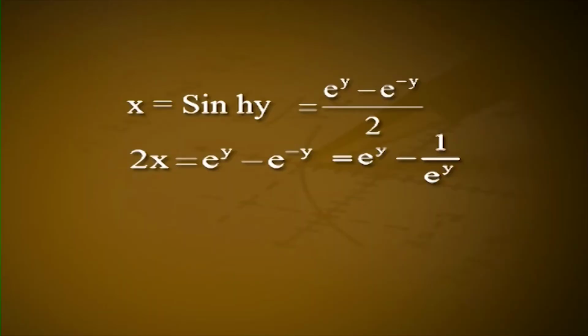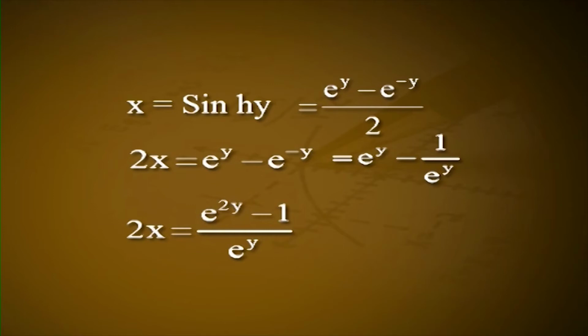The hyperbolic sine function denoted by sinh x is a one-to-one function, and thus it has an inverse usually denoted by sinh⁻¹x. To find the inverse of the function sinh x in terms of logarithm, let us take y is equal to sinh⁻¹x and solve for x. We have x is equal to sinh y, which is equal to (e^y − e^(−y))/2. 2x is equal to e^y − e^(−y), which is equal to e^y − 1/e^y.